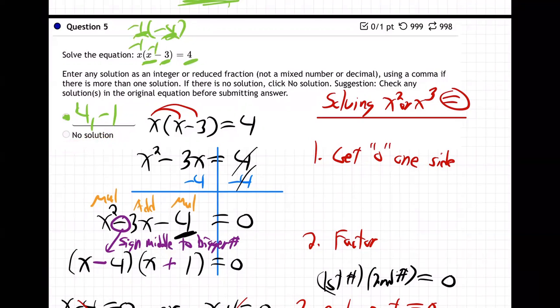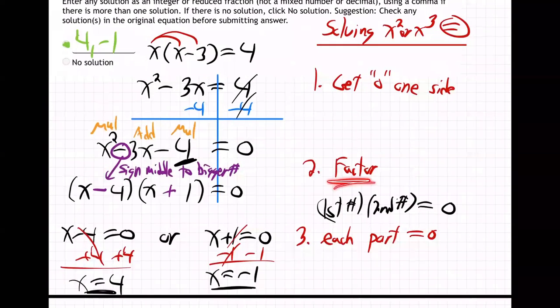How do we do it? What do you do? I just distributed first off, got my x squared, and then you get a 0. Whenever you have x squared with an equal sign, you get a 0 on one side. So I subtracted 4 from both sides to get a 0. And then I factored the left side with the 2 parentheses and multiply, add, multiply. And remember, the sign in the middle goes to the bigger. And then set each part to 0, because if two things are multiplying to equal 0, the first one could be 0 or the second one could be 0.